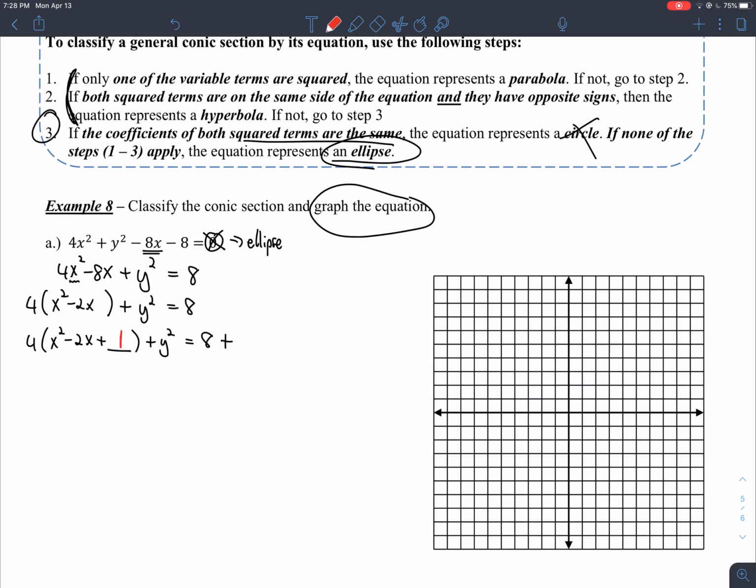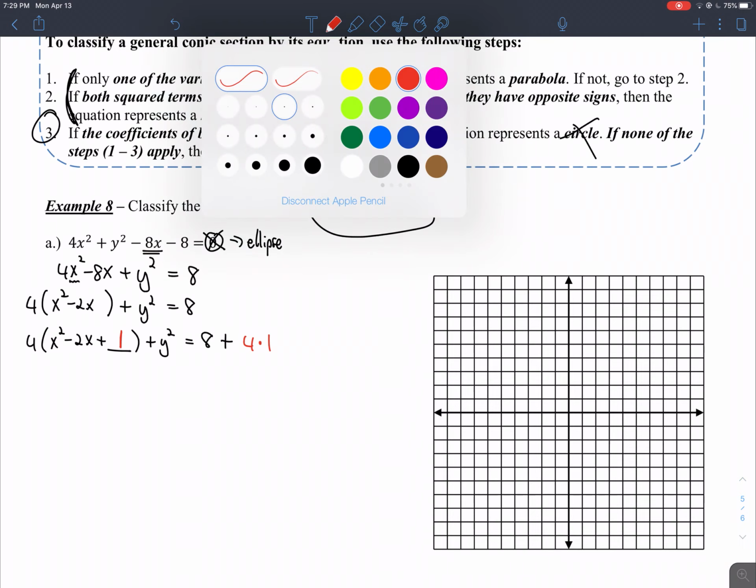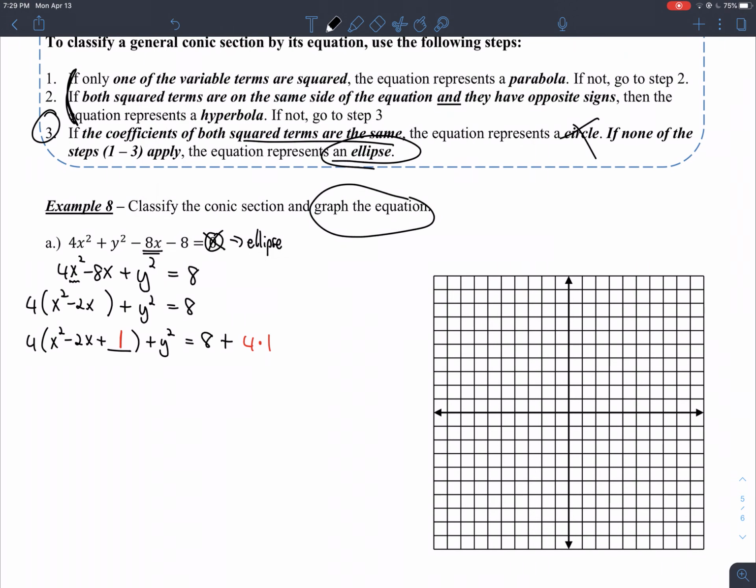Because remember how this works. I'm adding 1 in parentheses. So I'm actually adding 4 times 1. Okay, 4 times 1 is what I'm actually adding, which is 4. Alright? But we can proceed now. We've balanced the equation. Whatever I added here, 4 times that, I'm adding it here. So I've balanced the equation. Okay? And now we can proceed.